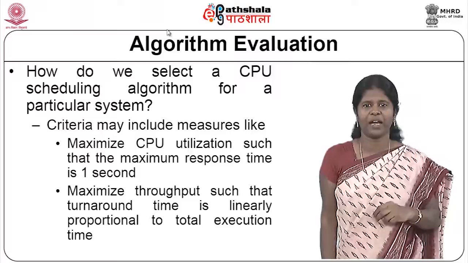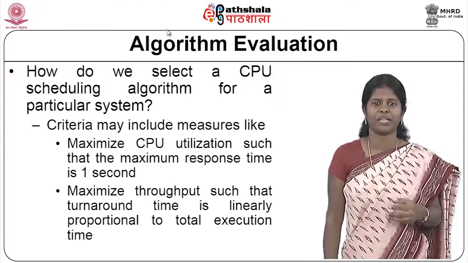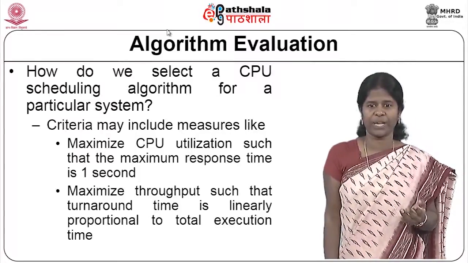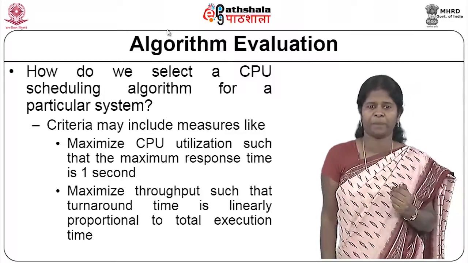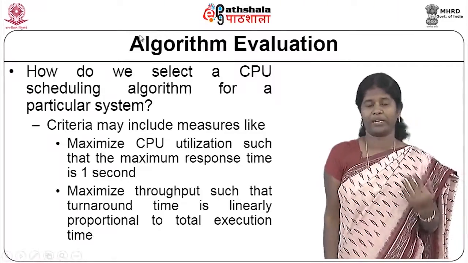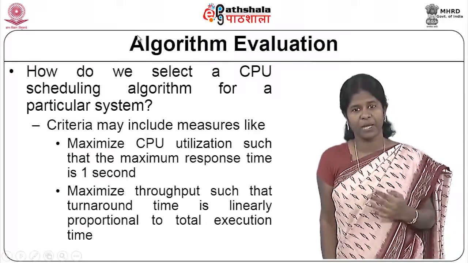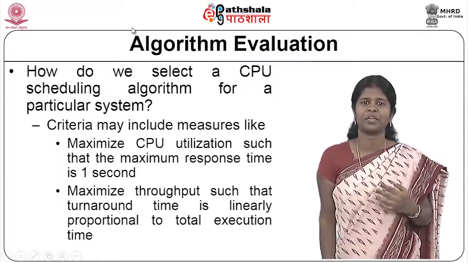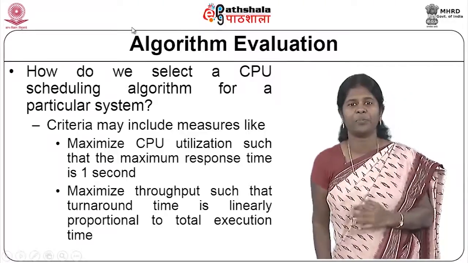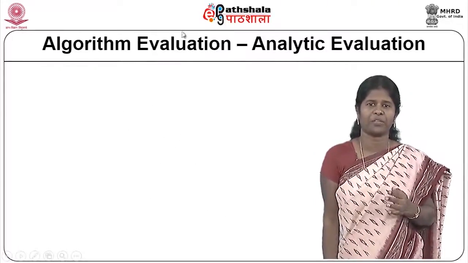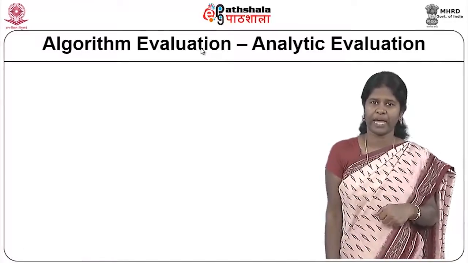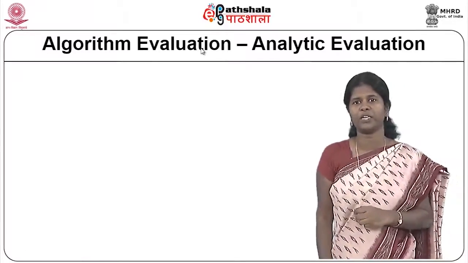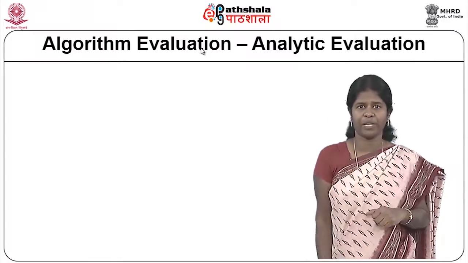The criteria may include measures like, say, maximize the CPU utilization such that the maximum response time should be 1 second, or it can be something like maximize the throughput such that the turnaround time is linearly proportional to the total execution time. This kind of evaluation needs to be done for different CPU scheduling algorithms. There are different ways in which these algorithms can be evaluated.